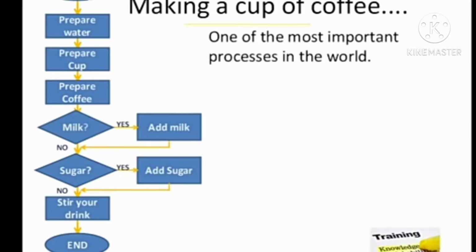This is an example of a mapping procedure. Cup of coffee. Feeling thirsty, you prepare water. You prepare a cup. You prepare a coffee. You decide to add milk, so you add milk. You decide to add sugar, so you add sugar. Stir your drink in the end. One of the most important processes in the world.